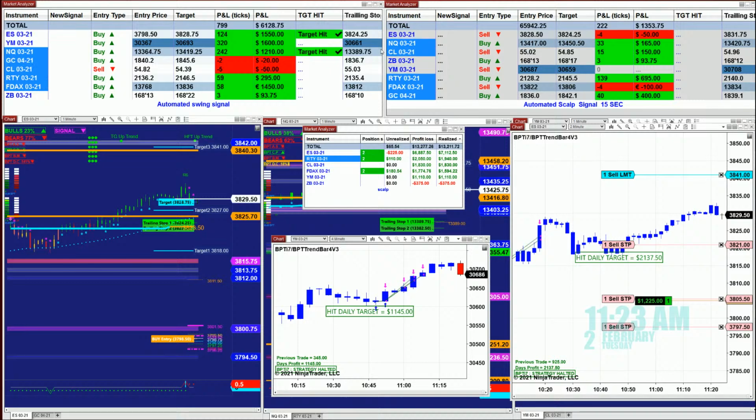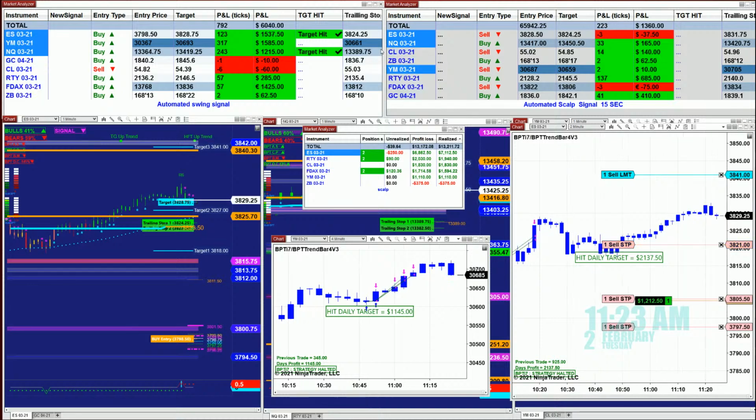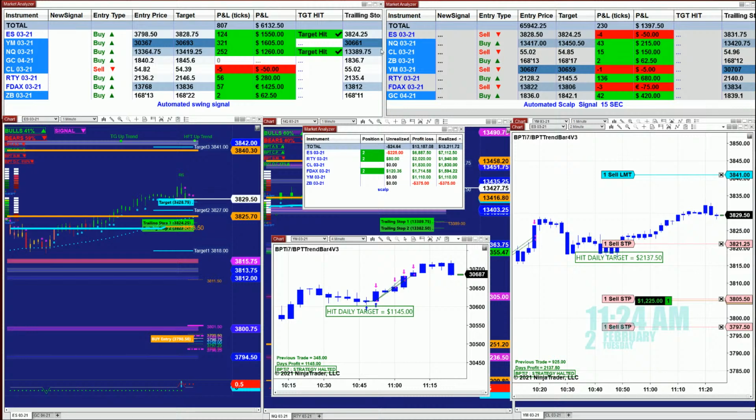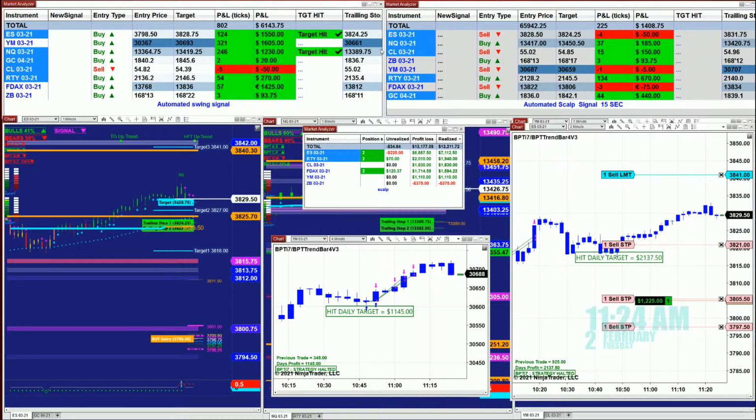We train you how to optimize. The scalper is very easy to manage. We train you how to optimize the scalper. It's a piece of cake, actually. And if you don't want to optimize it, you can also find a different way.